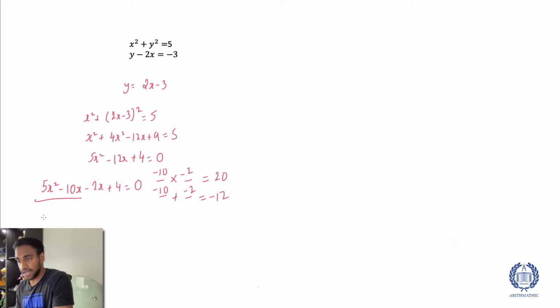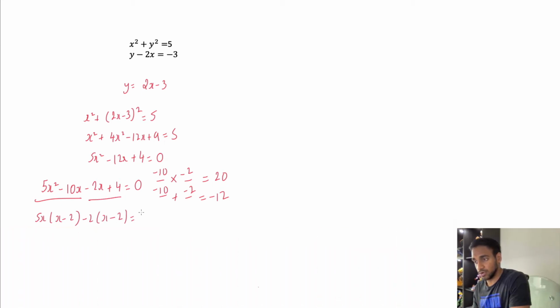So now if we look at this, I can take 5x out. So that's going to be x minus 2. And here I can take minus 2 out. So that's going to be x minus 2 equals 0. Now, remember, you can use the quadratic formula or completing the square. You don't have to use this method, all right? Whichever one is easier for you. You still get the same answer.